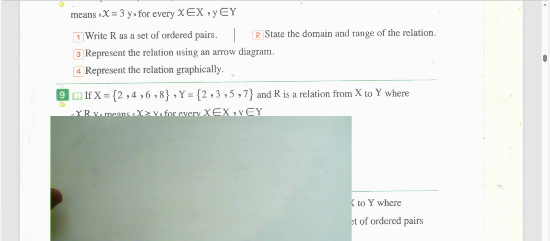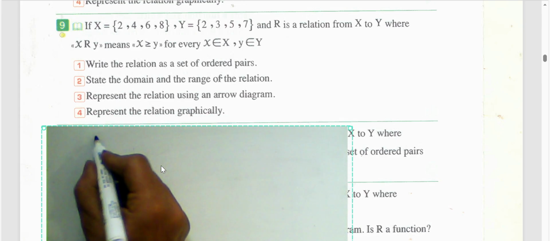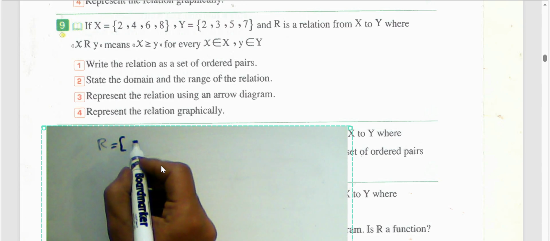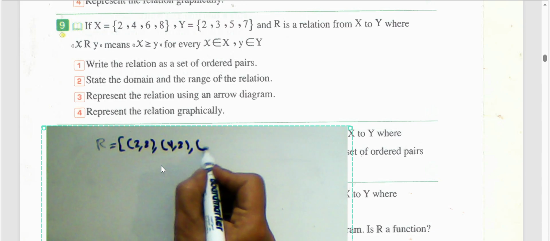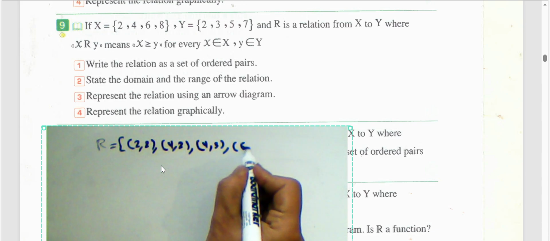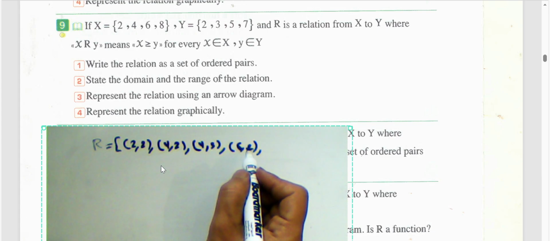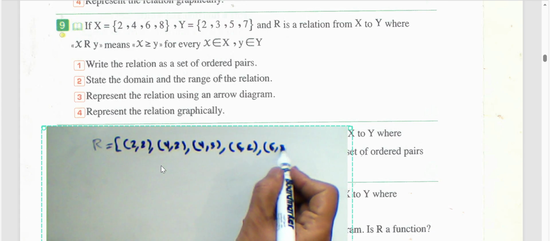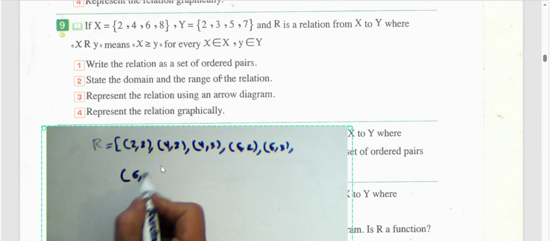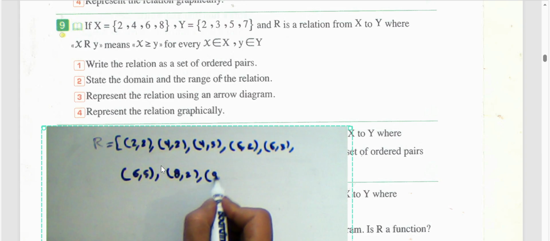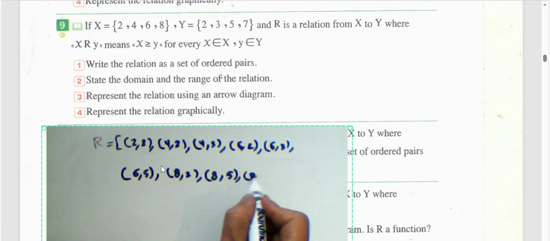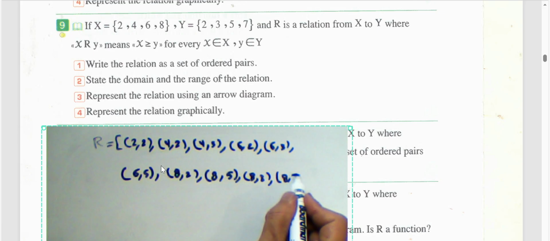Next question. We have the relation x greater than or equal to y. Write the relation here. Tell me the answer. We have 2 is equal to 2, and 4 greater than 2, 4 greater than 3, and 6 greater than 2, 6 greater than 3, and 6 greater than 5, and also 8 greater than 2, and 5 and 3, and 8 is greater than 7.